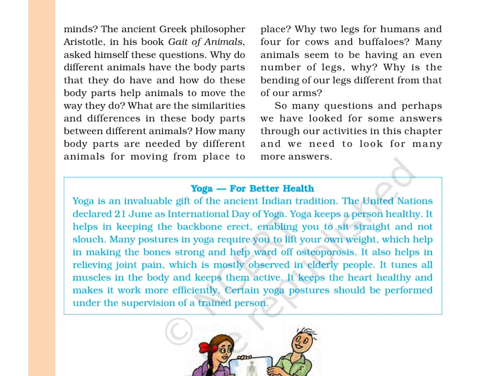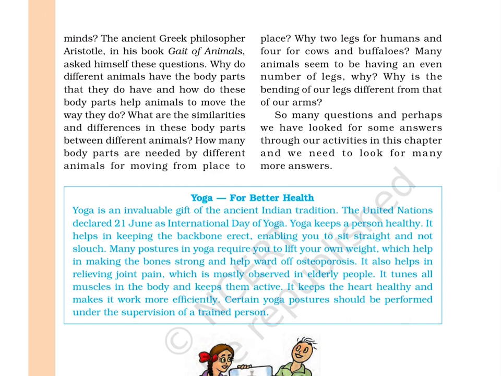Many animals seem to be having an even number of legs. Why? Why is the bending of our legs different from that of our arms? So many questions, and perhaps we have looked for some answers through our activities in this chapter, and we need to look for many more answers.